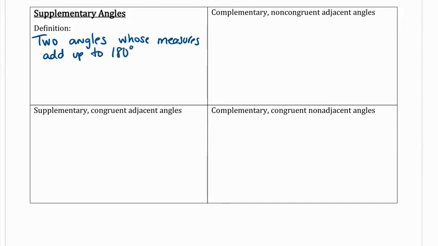And again, we can write that as the measure of one of our angles plus the measure of the other angle equals 180 degrees. Now this is different than our linear pair postulate. Our linear pair postulate said the same thing, but in a linear pair, they have to be right next to each other. They don't have to be right next to each other for just being supplementary.